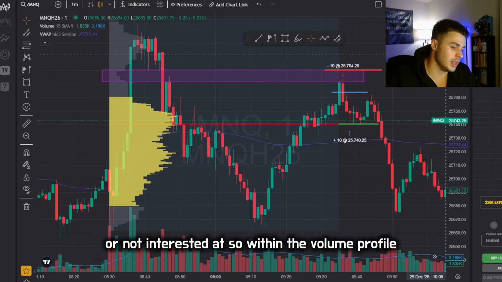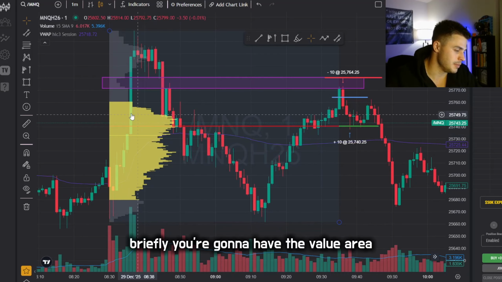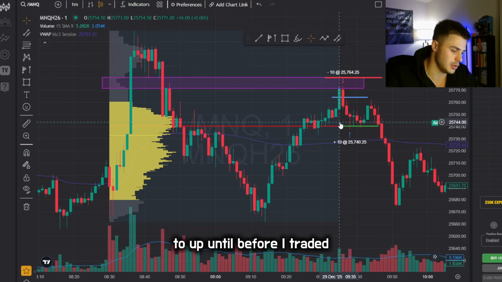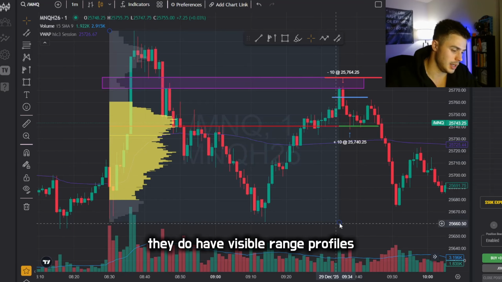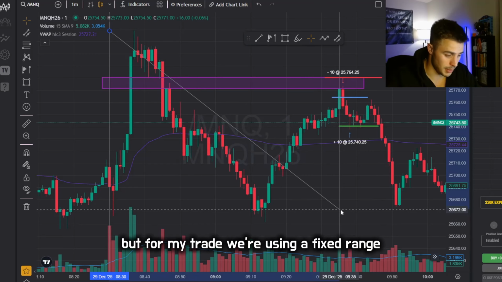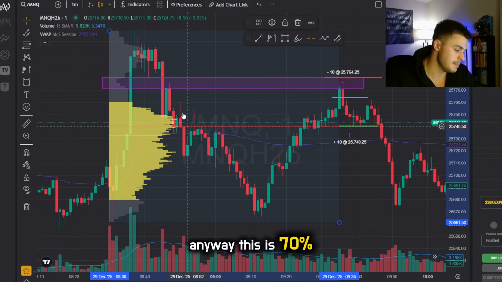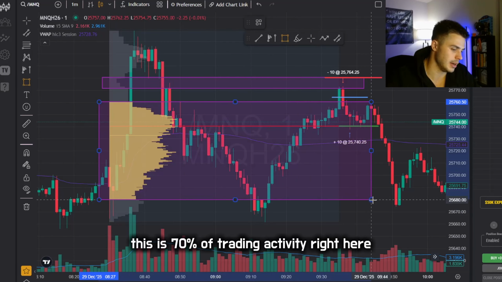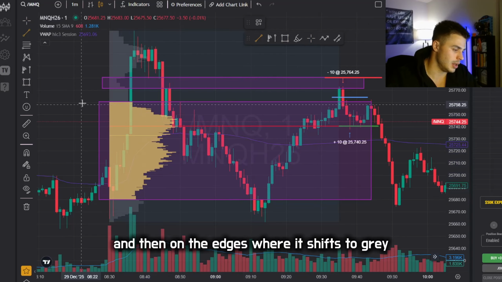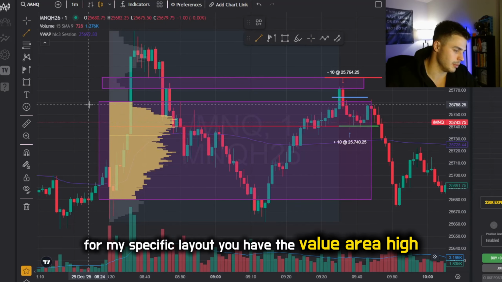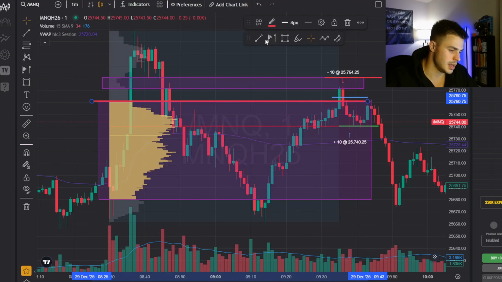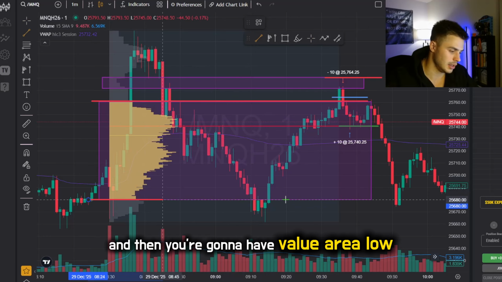So within the volume profile, briefly, you're going to have the value area, which is for this fixed range I'm seeing from where I marked it 830 to up until before I traded. They do have visible range profiles, but for my trade, we're using a fixed range. Anyway, this is 70%, this yellow area. This is 70% of trading activity right here. This is the value area. And then on the edges, where it shifts to gray for my specific layout, you have the value area high, and then you're going to have value area low.